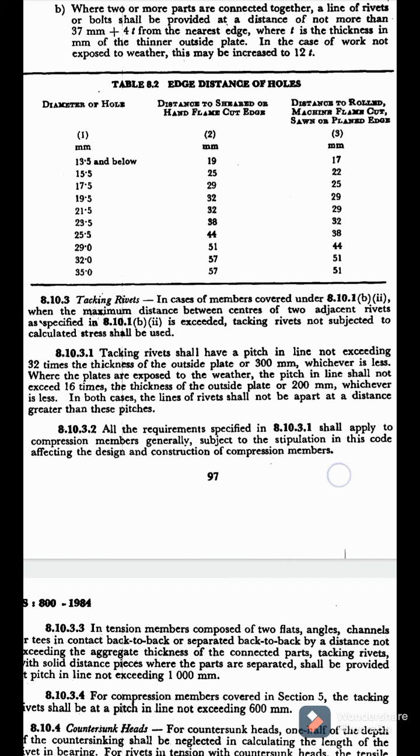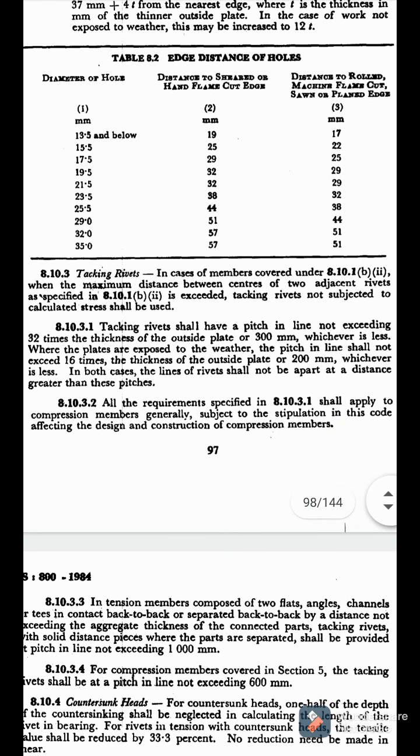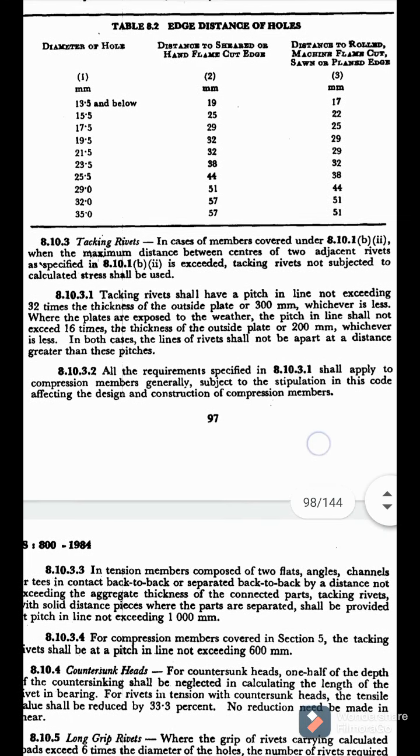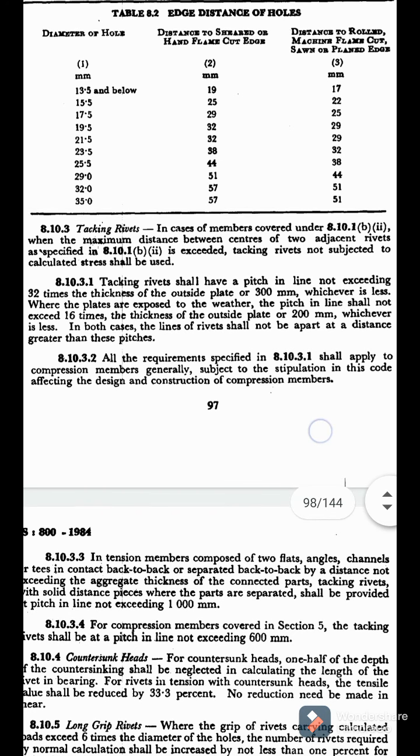The tacking rivets shall have a pitch in line not exceeding 32 times the thickness of the outside plate or 300 mm. As already discussed, the maximum distance between two rivets should not be greater than 32t or 300 mm, whichever is less. Where the plates are exposed to weather, the pitch in lines shall not exceed 16 times the thickness of the outside plate or 200 mm.